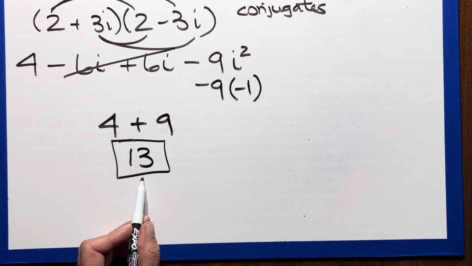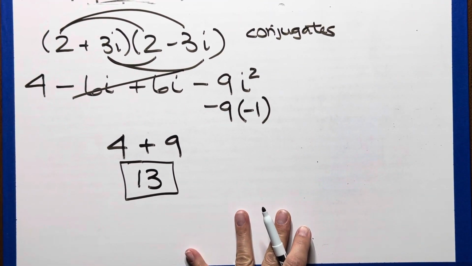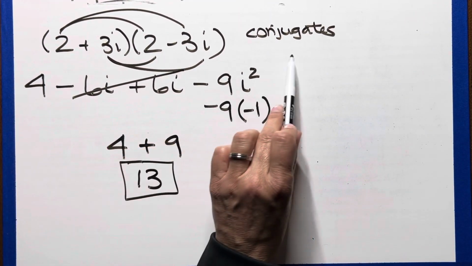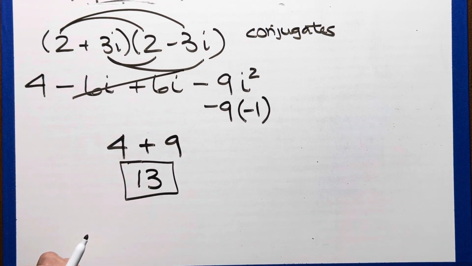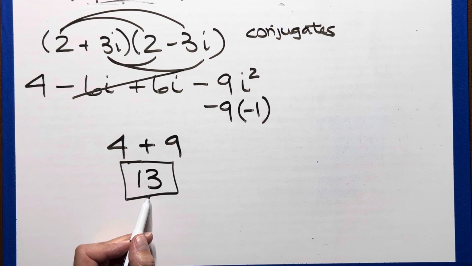That's my solution. So what we've learned today is when I multiply these conjugates together that are complex numbers, the imaginary parts cancel and I'm only left with a real number. And this is how you multiply two complex numbers together.